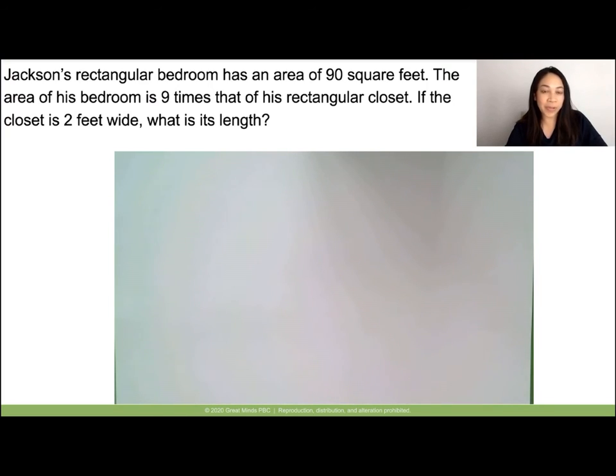Jackson's rectangular bedroom has an area of 90 square feet. The area of his bedroom is 9 times that of his rectangular closet. If the closet is 2 feet wide, what is its length?